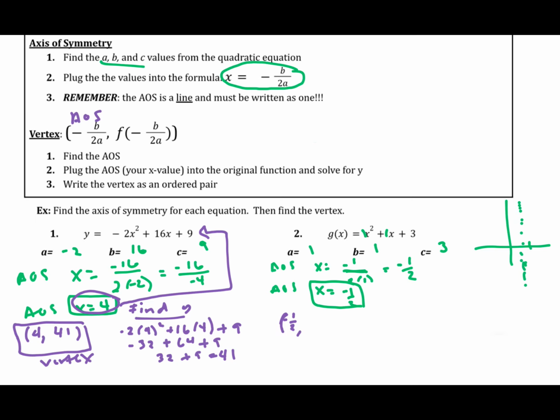Let's go ahead and look at number 2. I know that number 2 is a little bit more scary simply because there are fractions, but have no fear, we can get through this together. We're going to find y. So negative 1/2 squared plus negative 1/2 plus 3. Negative 1/2 squared is negative 1/2 times negative 1/2, which is 1/4, minus 1/2 plus 3.